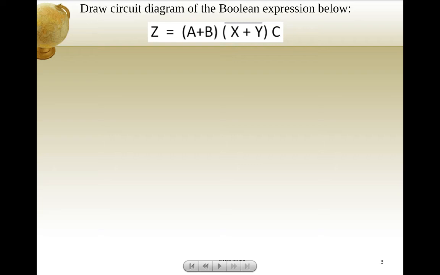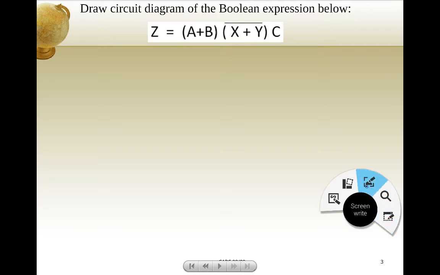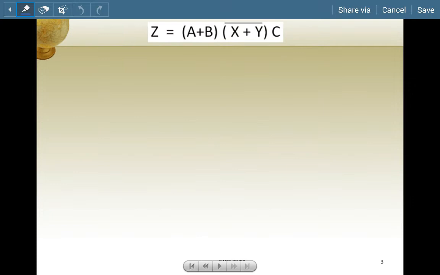Okay, now let's walk through one more example. Given a Boolean expression, draw the circuit diagram. So again, let's go through the standard process. Ask ourselves, how many inputs are there? And how many outputs are there? So look at this expression.